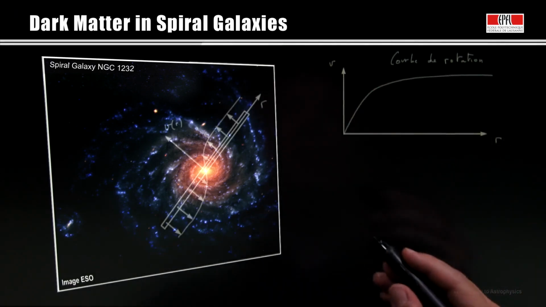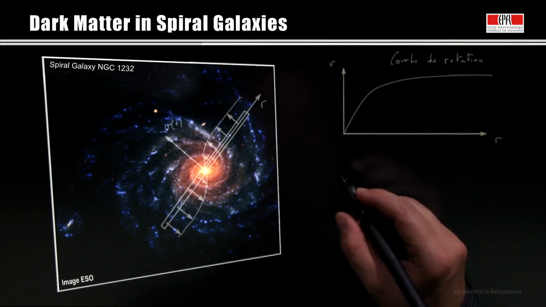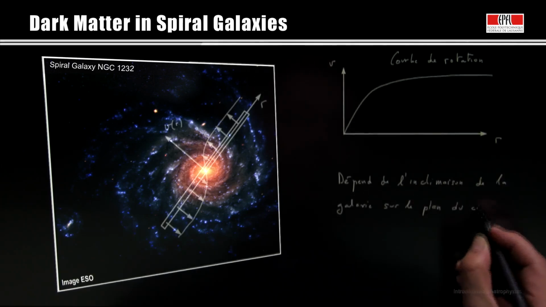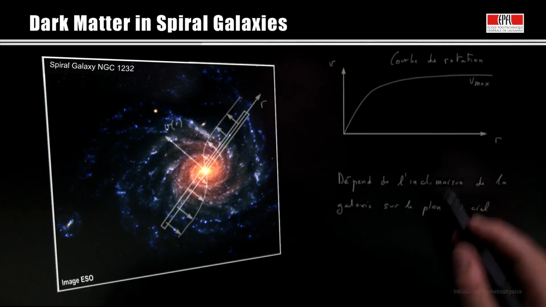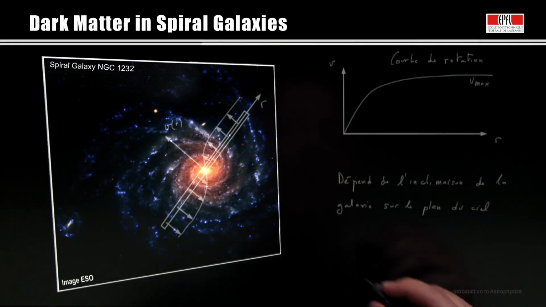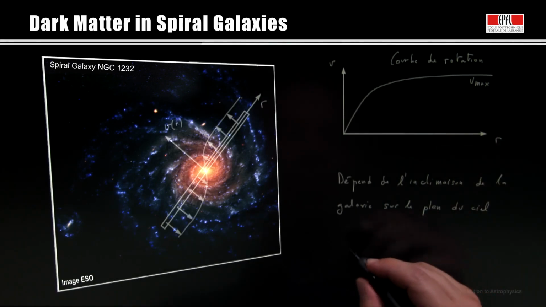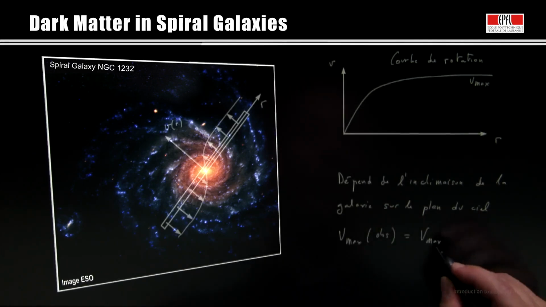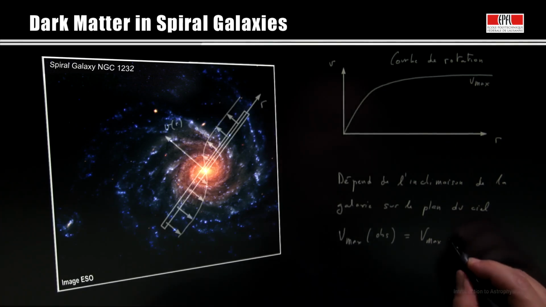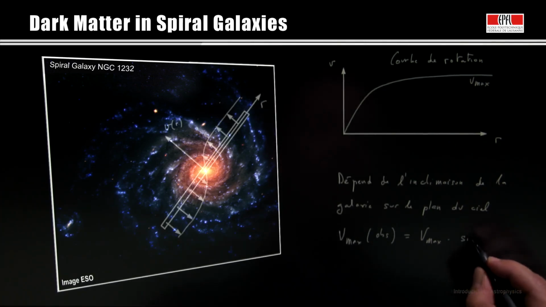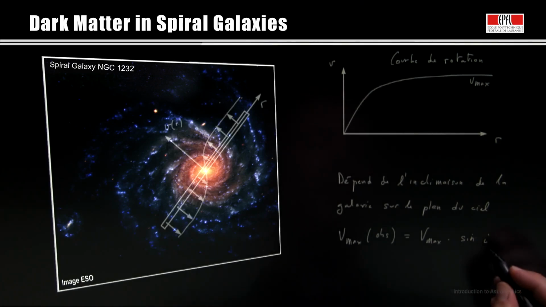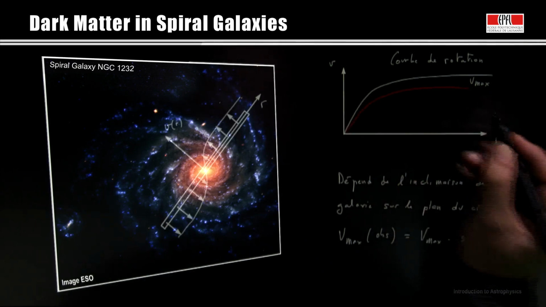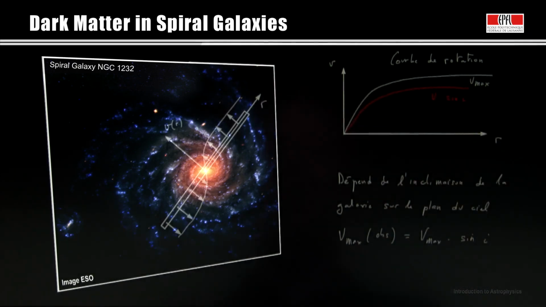This is what is measured. Beware, this velocity is the radial velocity. The rotation curve depends on the inclination of the galaxy with respect to the plane of the sky. Here you see that one has a velocity Vmax for a galaxy. If the latter is inclined by an angle i relative to the plane of the sky, then the observed Vmax will be equal to the true Vmax, the circular rotation velocity of the galaxy, times the sine of i, where i is the inclination of the galaxy on the plane of the sky. Therefore, the new rotation curve will look like this, which is V times the sine of the inclination.